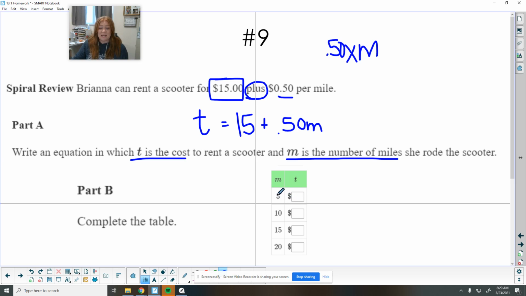So let's go ahead and complete our table. If she rides 5 miles, I'll do this first one with you. So we're going to do 0.5 times 5, which is 25 with 1 decimal place. So it would cost her $2.50 to ride 5 miles, plus the $15 she already had to pay makes that $17.50. So you're going to do this. You're going to do 0.5 times 10 plus 15 to give you your total. 15 miles times 0.5 plus the $15 is your total. So go ahead and complete that table.